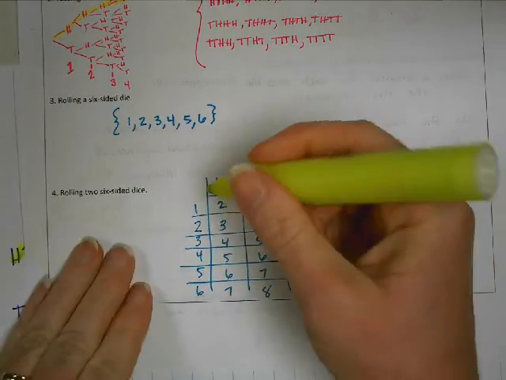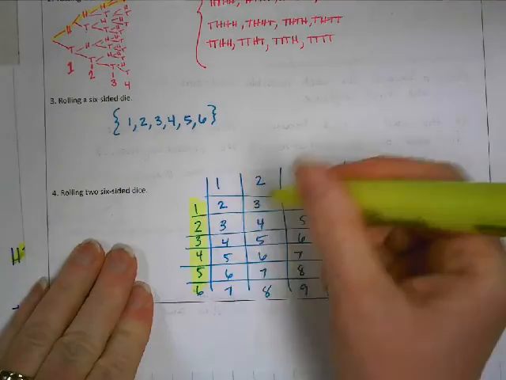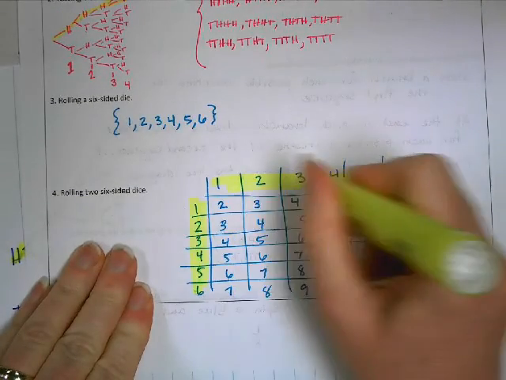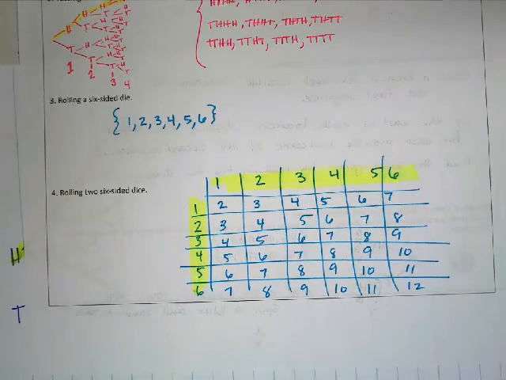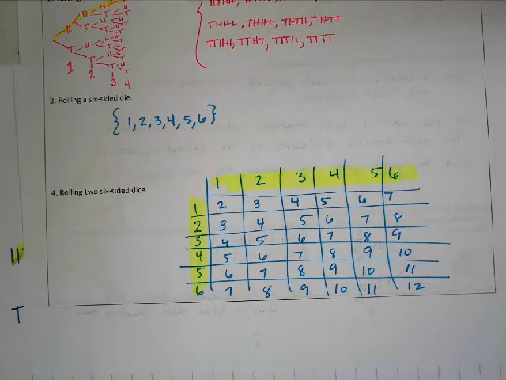These 2 are my dice. So that is your sample space. You don't have to put braces around it or anything. So, how many possible outcomes do I have? 36, right? 6 times 6. So there's 36 possible outcomes.